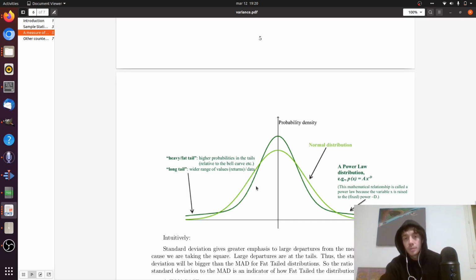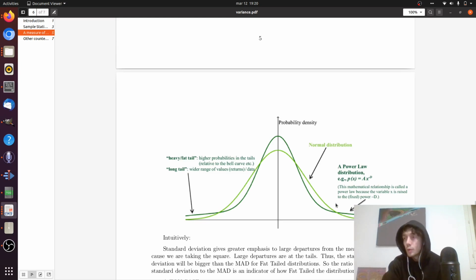So here we have two probability densities. The one in light green is the normal distribution, which we have already talked about. And the one in dark green is another probability density that has fatter tails than the normal distribution. So this one in dark green approaches 0 as a polynomial, while the normal distribution is defined through an exponential, so it approaches 0 as an exponential, and exponentials go faster to 0 than polynomials.